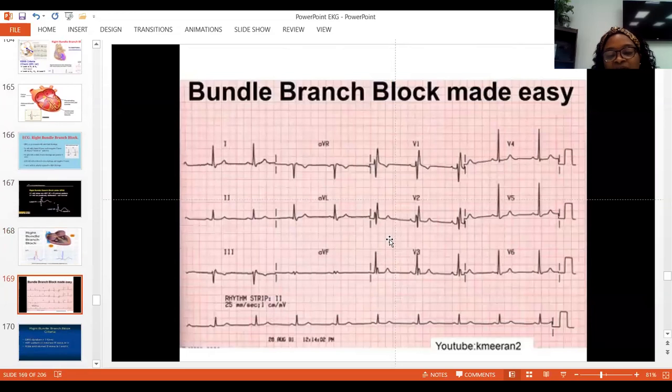Okay, so let's look at it on a real EKG strip. We're looking in V1. Here we see our complex here. And then if we look over in V6, here we see that slurred S. And you can also see it in V1.